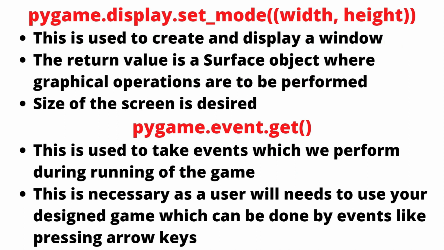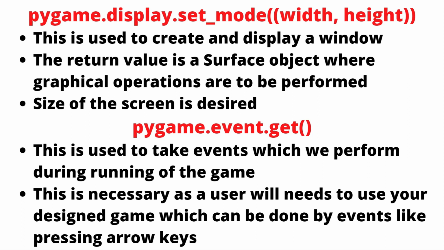Pygame.display.set_mode will just create and return a screen object so that you can perform your graphical operations, and the size of the screen is desired, and we can pass a tuple as an argument to set the width and height of the display. Okay, so as you know that we need to handle events in a game, pygame.event.get is used to do so. This is used to take events which we perform during the running of the game, and this is necessary as a user needs to use your designed game, which can be done by events like pressing arrow keys, right?